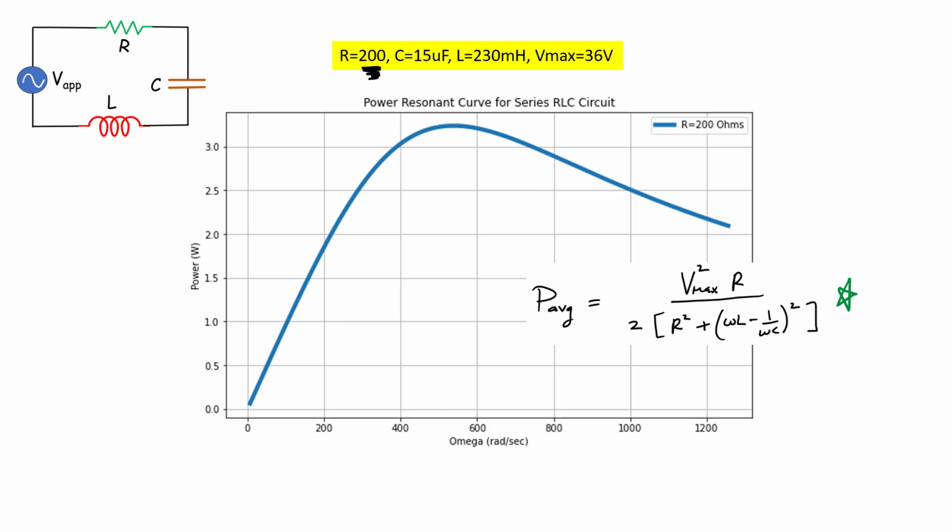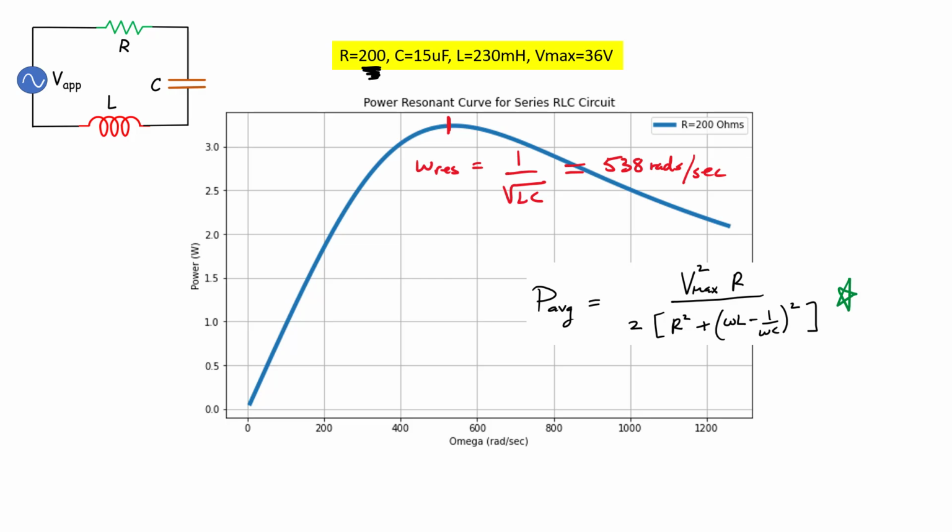But nonetheless, it still has a peak, and the peak happens to be right here, and that is the resonant frequency of this circuit. This resonant frequency you can calculate as 1 over square root of LC. For this circuit here, it ends up being approximately 538 radians per second.